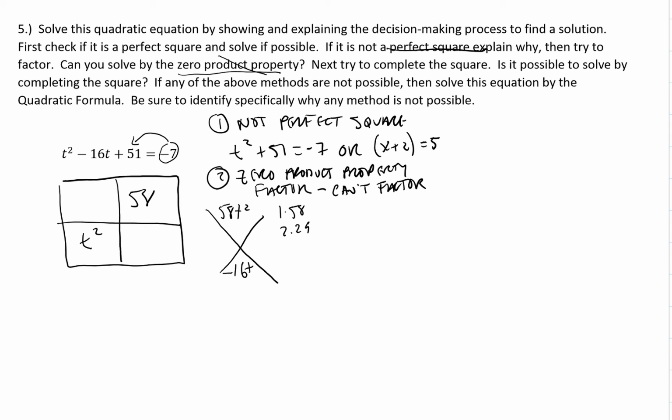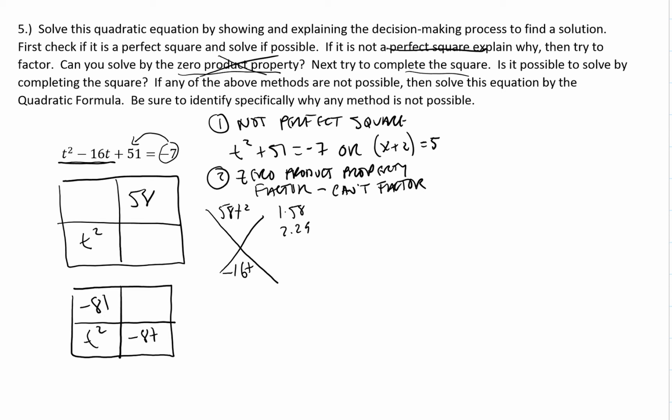All right, so now I can't use the zero product property. So now the next thing I want to do is complete the square. And so when I complete the square, remember, we're going to complete the square on the first two terms, so t squared, and then you're going to separate them, so minus 4t. Nope, I lied. It's not minus 4. What is half of 16? It is 8, and then minus 8t.